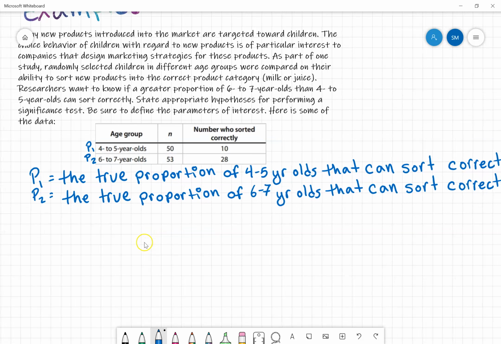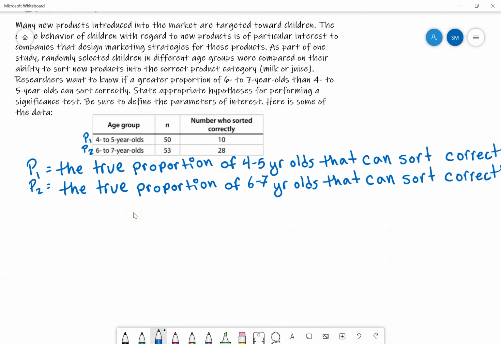Okay, so let's go ahead and write out our null hypothesis. That's the next step. The null hypothesis, H sub 0, remember, is always going to be the exact same thing. We're going to have P sub 1 minus P sub 2 equals 0. We are saying that there is absolutely no difference between 4 to 5-year-olds and 6 to 7-year-olds. That is the original claim that there's no difference. They're equally likely to sort milk and juice.